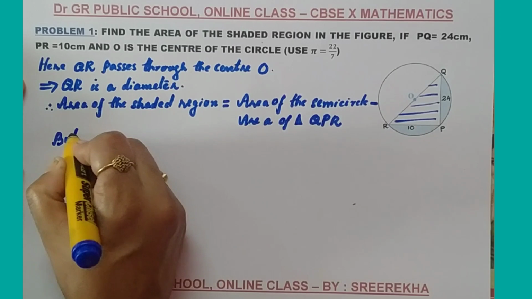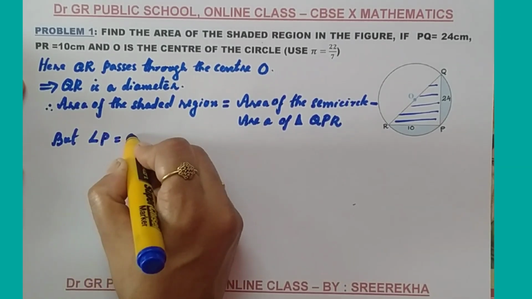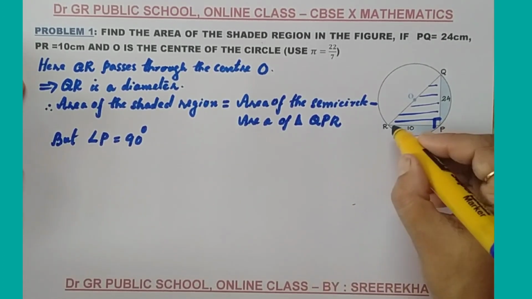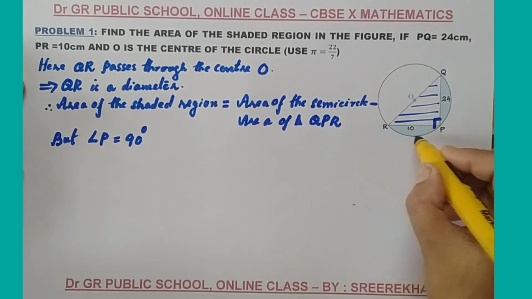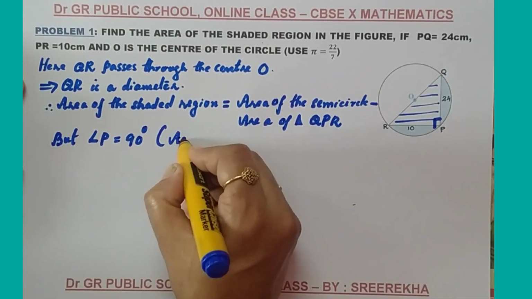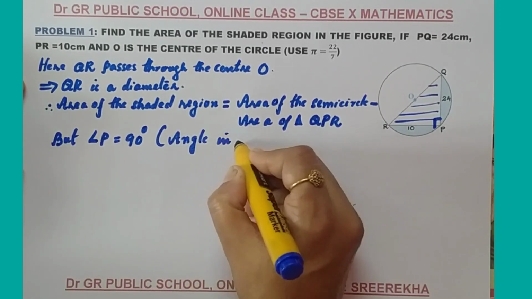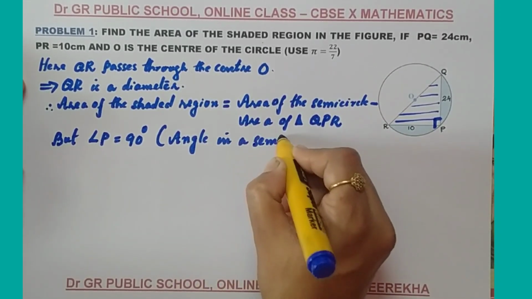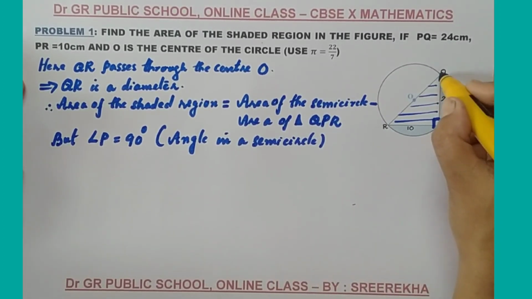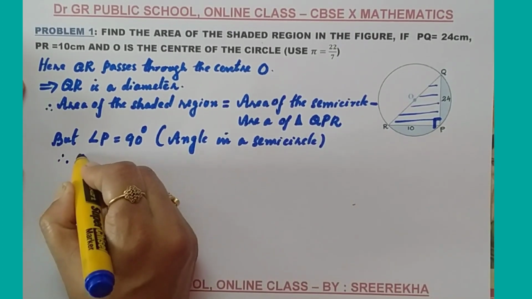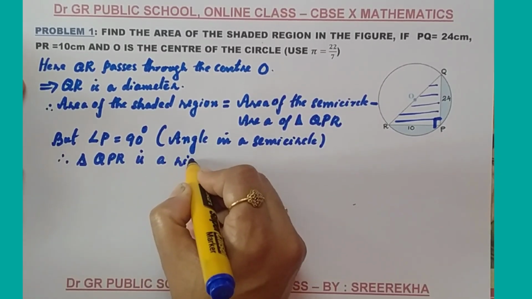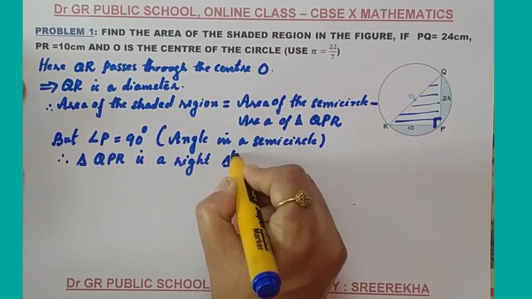But angle P equals 90 degree. Why? Last year you studied that the angle in a semicircle is 90 degree, and this is the angle within a semicircle. Reason: angle in a semicircle is 90 degree. If this angle is 90 degree, what about triangle QPR? Therefore, triangle QPR is a right triangle.